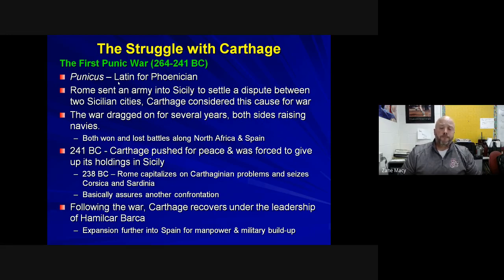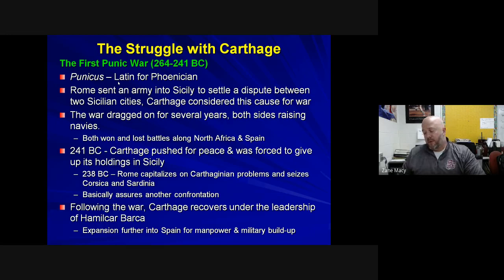Following the war, Carthage recovers from the damage that it suffered fighting against the Romans for well over 20 years under the leadership of a man named Hamilcar Barca. His goal, while he ran the government in Carthage, was to further expand their colonies, their holdings in Spain, not just for territory, but also manpower. And he continues to build up the military. He was just as much a military leader as he was a politician.